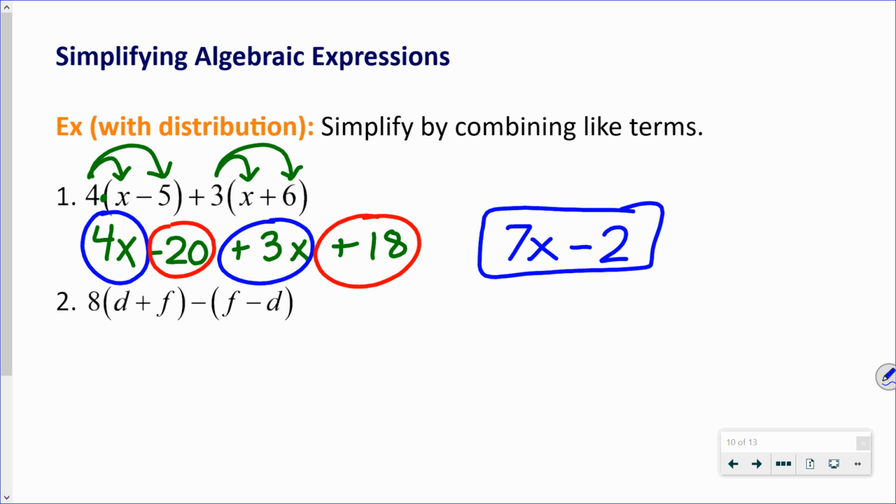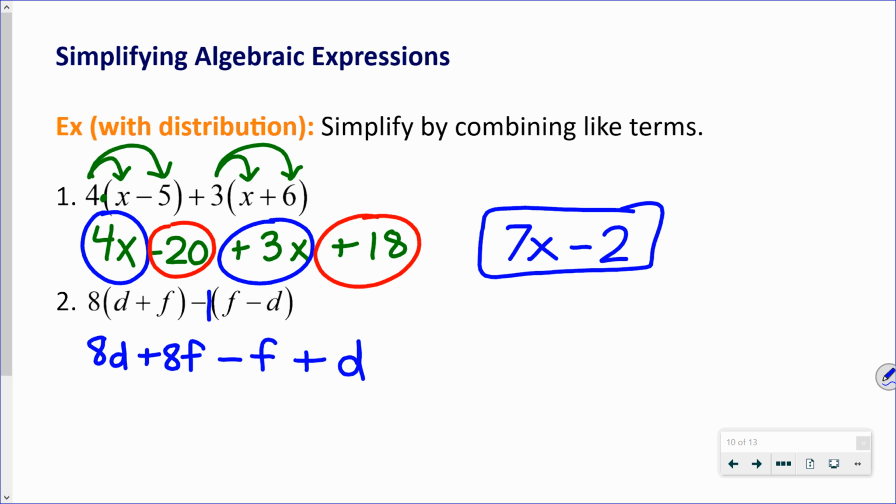The next one has a little added trick to it. So the first parentheses has an 8 that is being distributed through. So 8 multiplied by d plus 8 multiplied by f. The second parentheses has just a negative in front of it. So this is when it's actually helpful to write in the number 1 for yourself. I said you don't have to show a number 1 in front of things, but here you can help yourself by remembering there is a negative 1 there and multiply. Negative 1 multiplied by f is negative f. Negative 1 multiplied by negative d is positive d, because a negative times a negative is a positive.